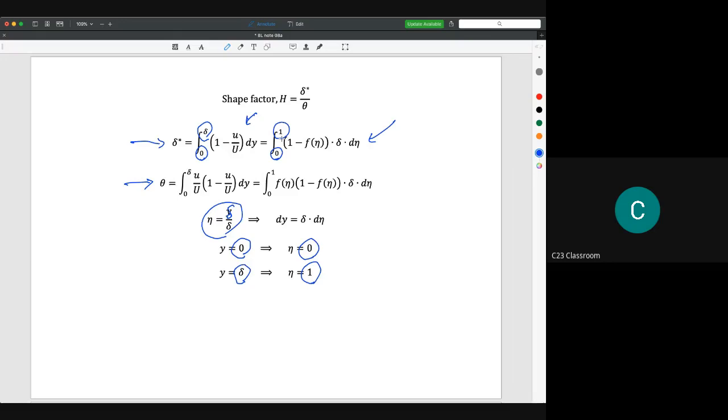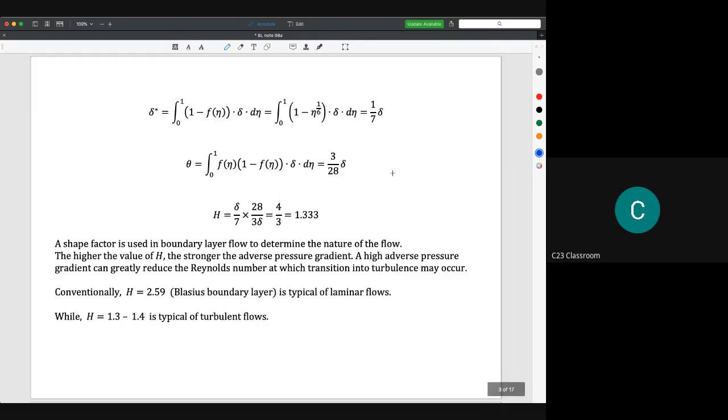And for the momentum thickness, we have the integration from 0 to 1 of f of eta, which represents u over U, times 1 minus f of eta, and delta d eta to replace the value of dy. Please remember this one, because for a velocity profile that has many terms of y over delta, it is an advantage for you to solve that problem by using the idea of eta.